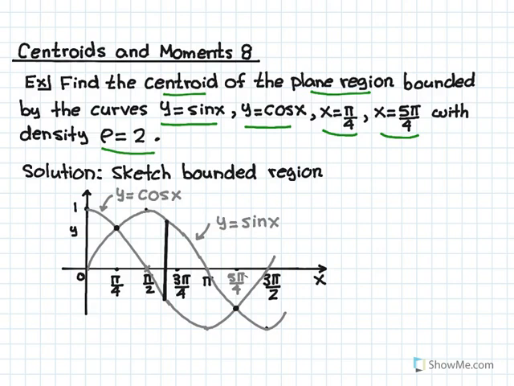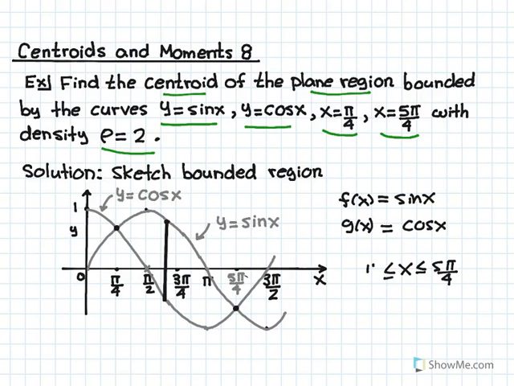Basically, we have the sine x graph, that's the top function, and the cosine x, that's the bottom function. Pretty easy to draw. Let's label these. So f of x, the top function, is equal to sine x. We call it a top function because the top part of the rectangular slice meets sine x, and the bottom part of the rectangular slice meets cosine x. g of x is equal to cosine x. x is between pi over 4 and 5 pi over 4. So basically, let's shade the region.